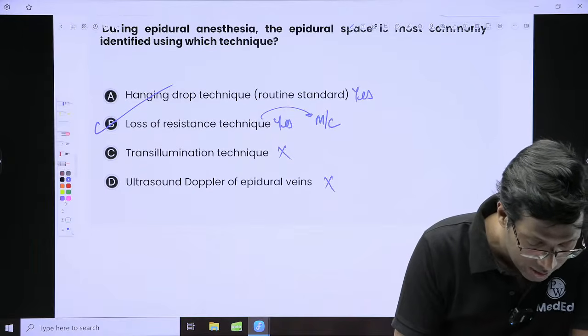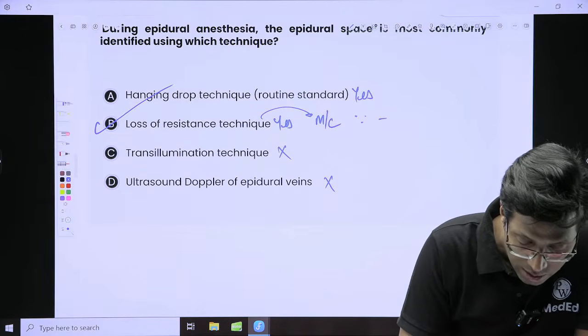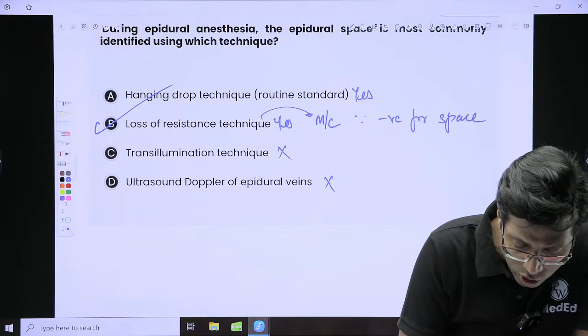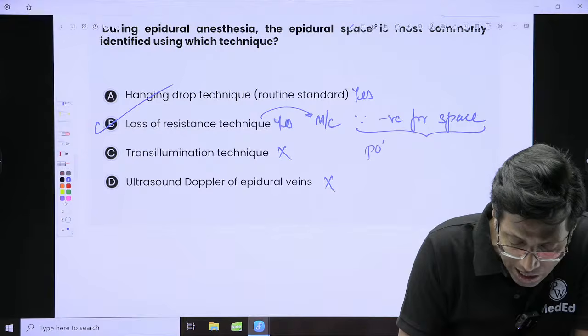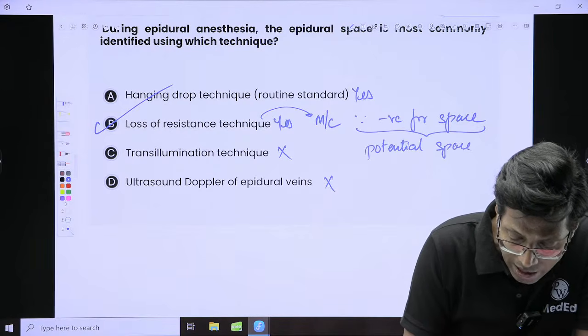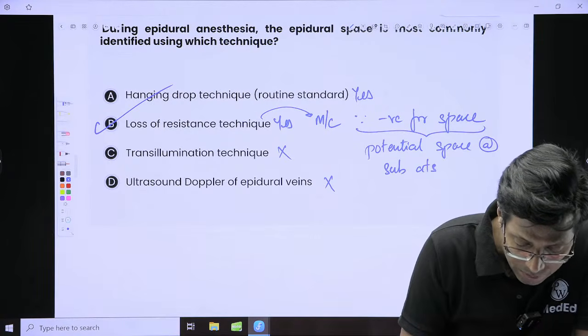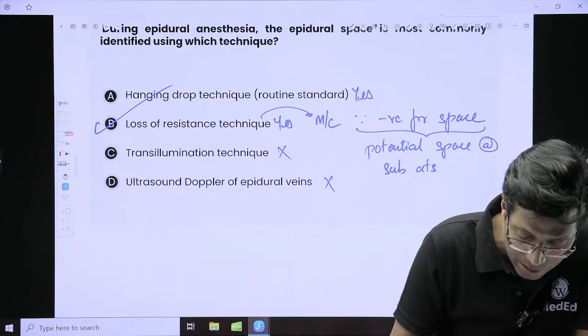So the reason is, since it's a negative pressure space, it's basically a potential space. You will not call it a negative pressure space. Basically the ideal word is it is a potential space at subatmospheric pressure.